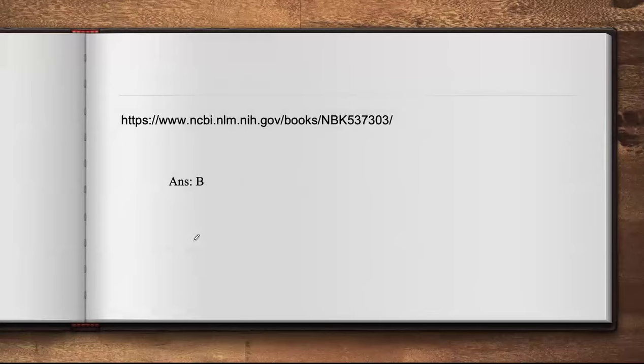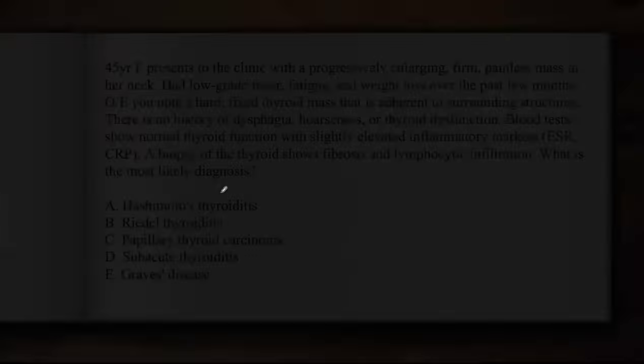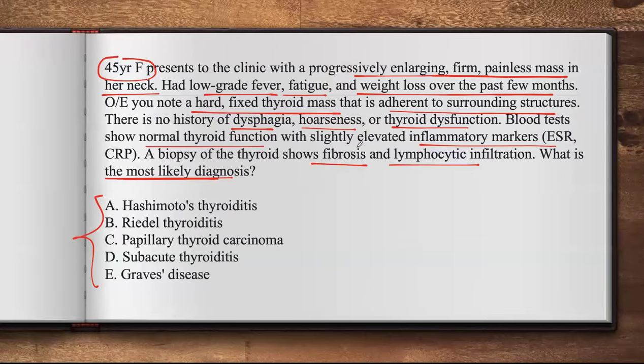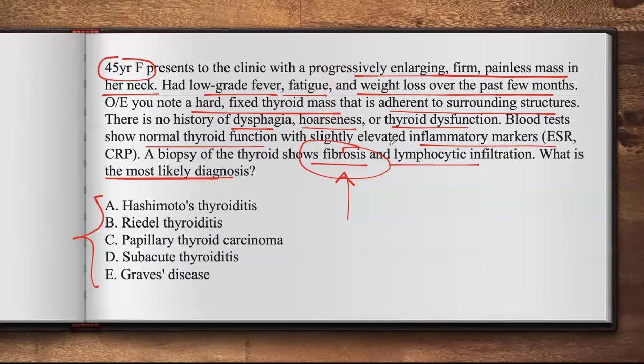So let's come into a bit of a discussion. This is a case of Riedel thyroiditis. It's a rare condition which causes fibrosing inflammatory disease of the thyroid. If you see here, biopsy shows fibrosis. And it's an inflammatory condition. That's why there is a bit of elevated inflammatory marker. So everything is there. You just need to know it.